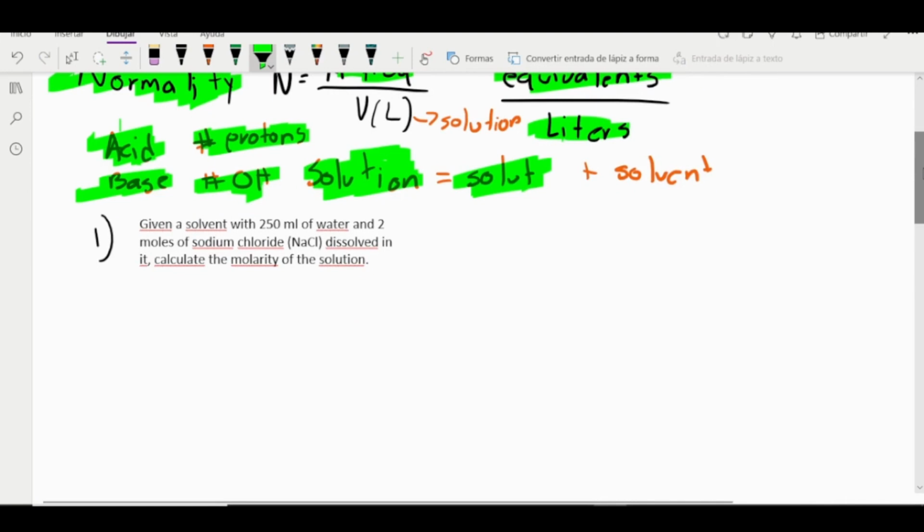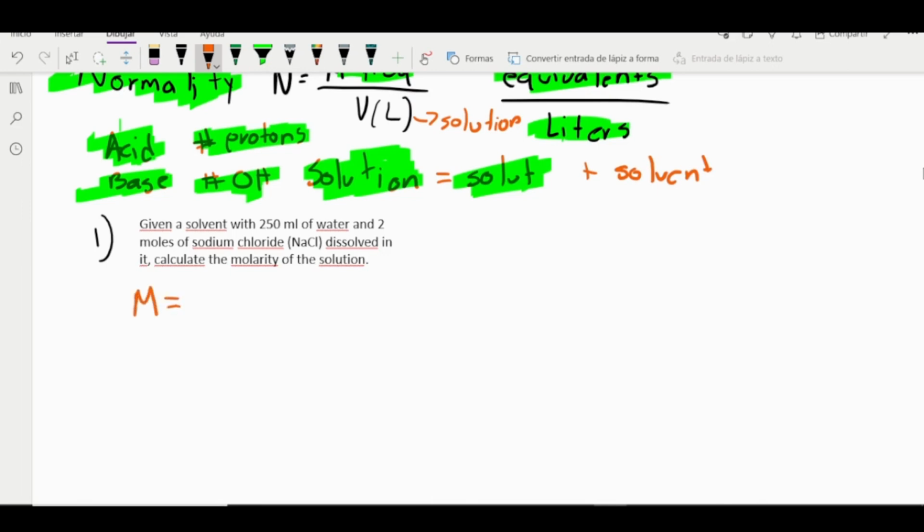Here, we have 3 examples just for solving this. So, the first problem says: given a solvent with 250 milliliters of water and 2 moles of sodium chloride dissolved in it, calculate the molarity of the solution. This is not so complicated.